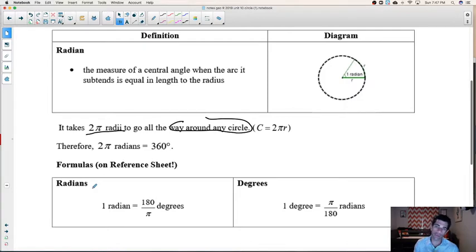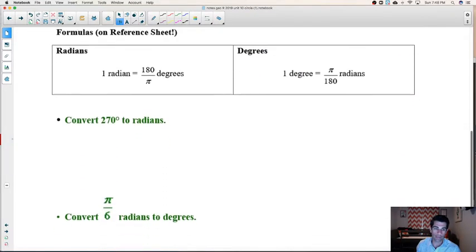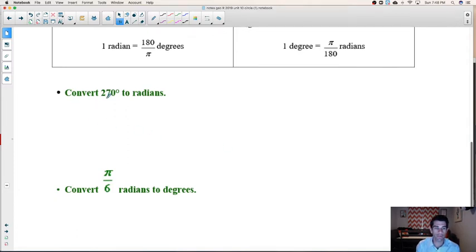Now, we can convert radians to degrees and degrees to radians by using this formula. So 1 radian is equal to 180 divided by pi degrees, or 1 degree is equal to pi divided by 180 radians. So in this first question, they say convert 270 degrees to radians. So here you have 270 degrees, and I want to have an answer in radians. A helpful hint, because you're going to say, well, which formula am I supposed to use? Well, radians is going to have pi in it, right? So if I have 270 degrees, I want to get rid of the degrees and get pi in there.